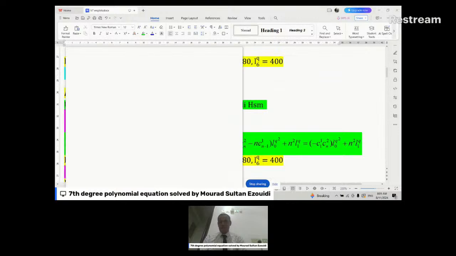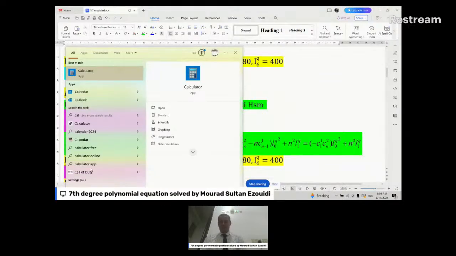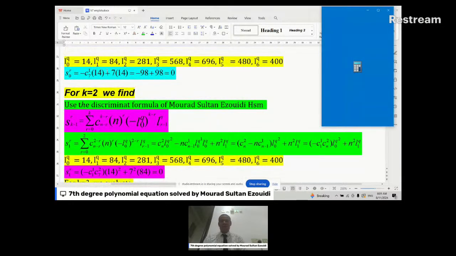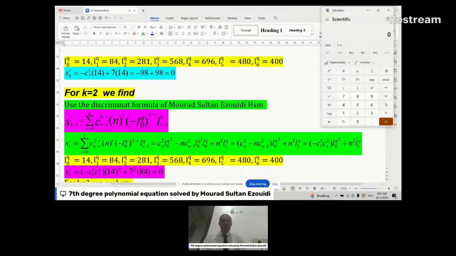Calculator, we said, Mr. Mourad, a scientific calculator. This is my own scientific calculator that I'm going to use to work out the value of S1, which is equal to negative 1 choose 1 is 1, so 7 choose 2. 7 choose 2 is 21.